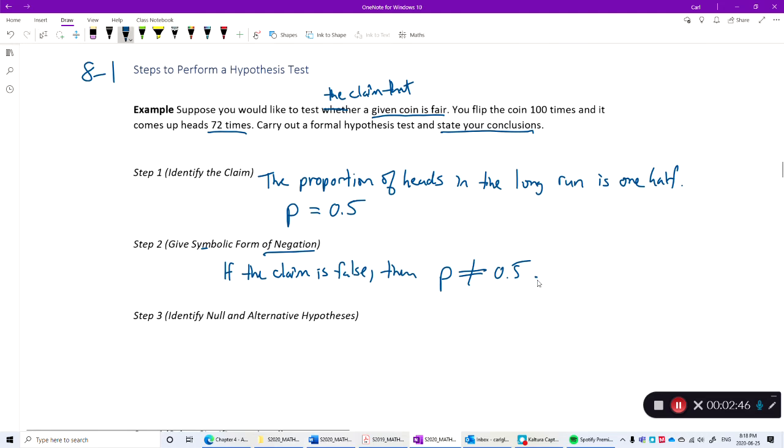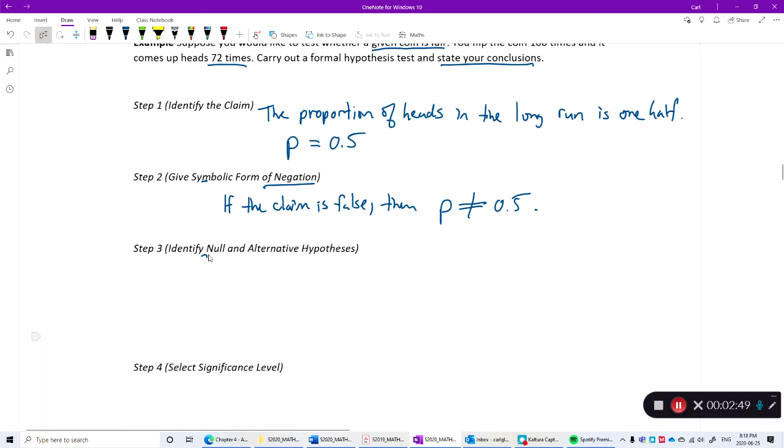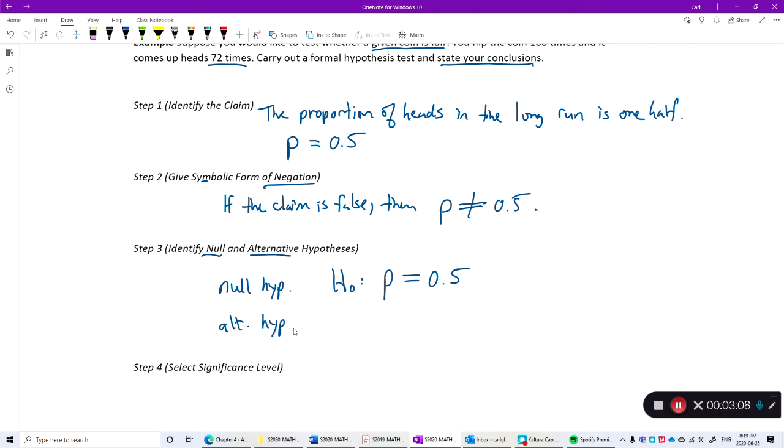So now we can identify what is the null and what is the alternative. So the null hypothesis is the one that involves equality. So it's the first one. It's this claim, equals a half. The alternative hypothesis is the one that involves either greater than, less than, or not equal, right? Those are the 3 possibilities for an alternative, and that's what we have.